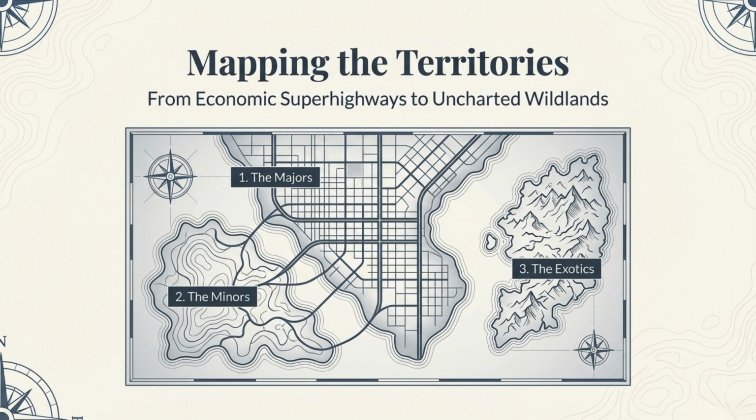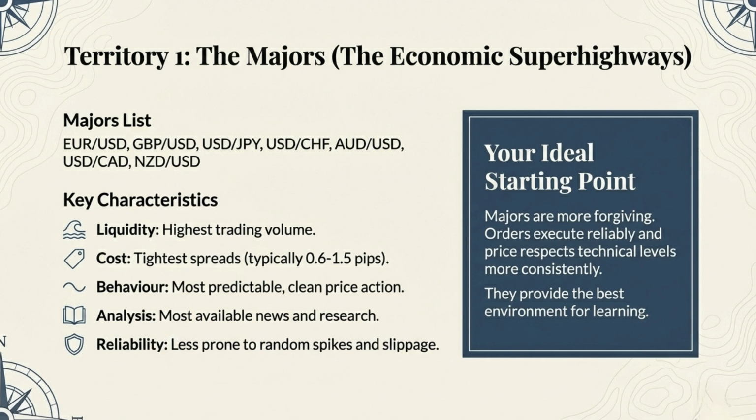All right, so let's get into the first category. The gold standard, the foundation of the whole market: major pairs. These are the pairs that involve the US dollar, the world's reserve currency. The big ones: EURUSD, GBPUSD, USDJPY, USDCHF, and the commodity currencies, AUDUSD, USDCAD, and NZDUSD. The USD is always in there somewhere.